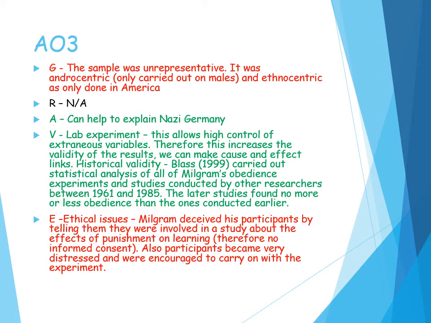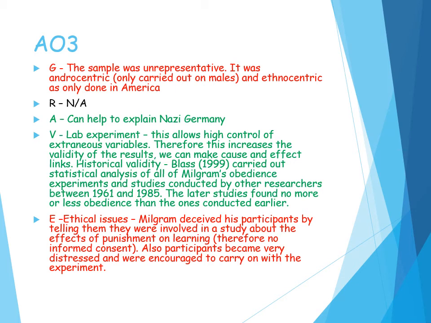It might be able to help explain Nazi Germany, so why people committed the crimes they did in Nazi Germany. So it could be through graduated commitment. Because in Milgram's original experiment they weren't asked to deliver 450 volts, they were asked to deliver 15 volts, and it gradually increased by 15 volts each time. So the foot in the door technique, they had committed to a lower level and then gradually that had increased over time. It was a lab experiment, therefore high control of extraneous variables, which increases the validity of results, meaning we can establish cause and effect.